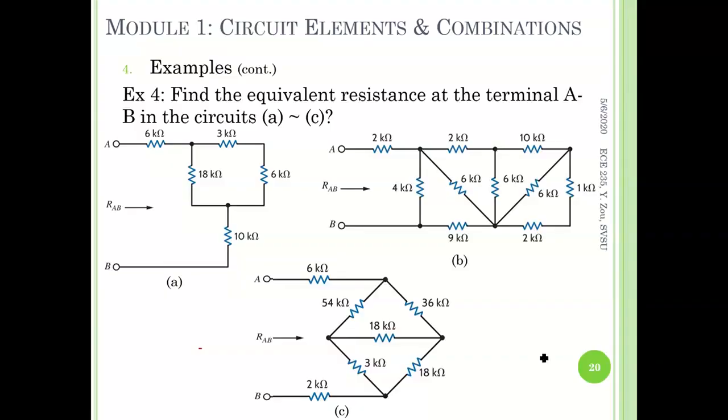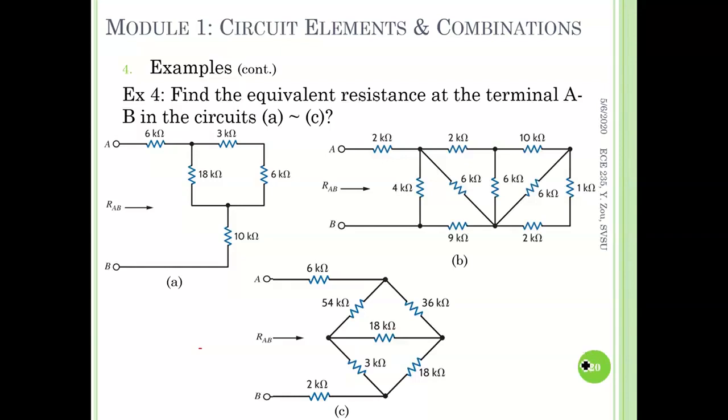Now let's see next example 4. Find the equivalent resistance at the terminal A and B in the circuits A through C. So this is pretty much looking for the total resistance. How to solve such kind of a problem?